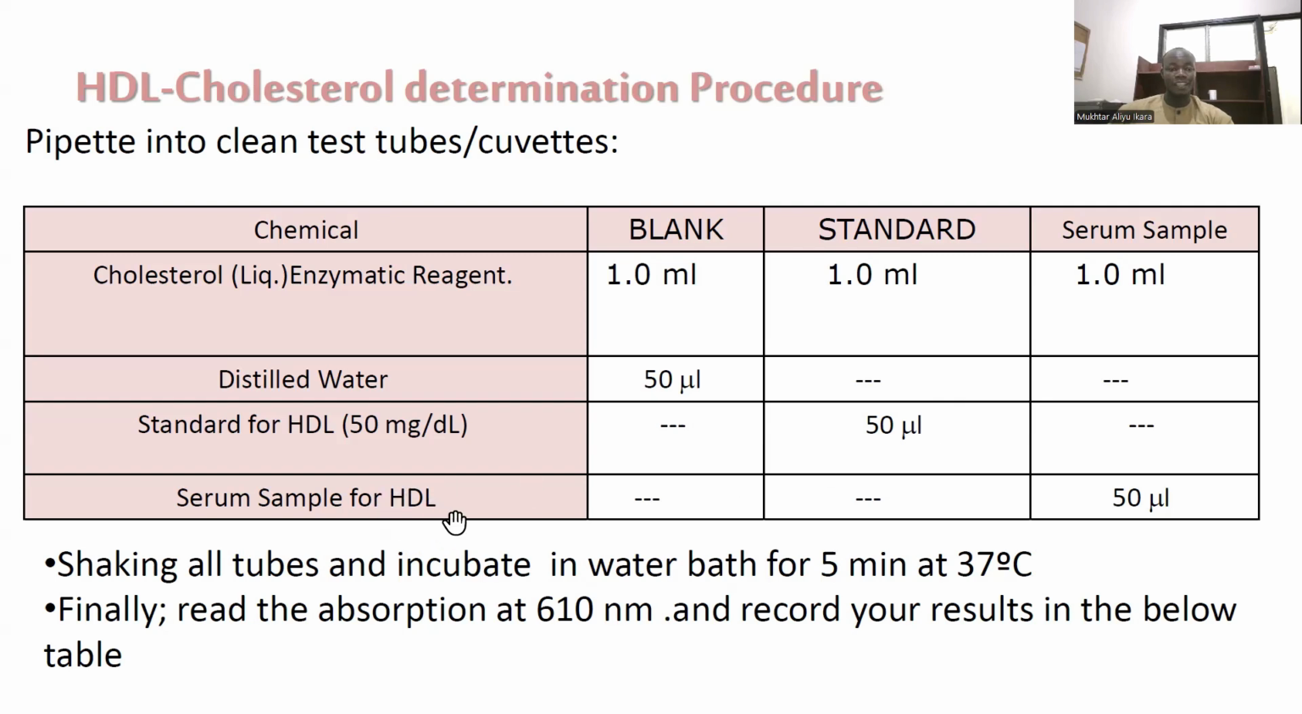And then for the serum sample, that is the test, you add 50 microliter of the serum sample into the test tube containing 1.0 mL of the reagent. Then after you do that, you shake all the test tubes, incubate in a water bath for 5 minutes at 37 degrees centigrade, and then you finally measure the absorbance at 610 nanometer and record your result in the table below.